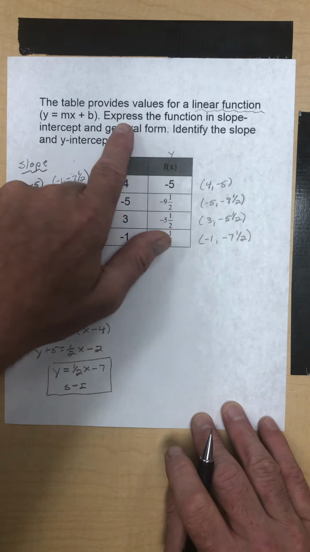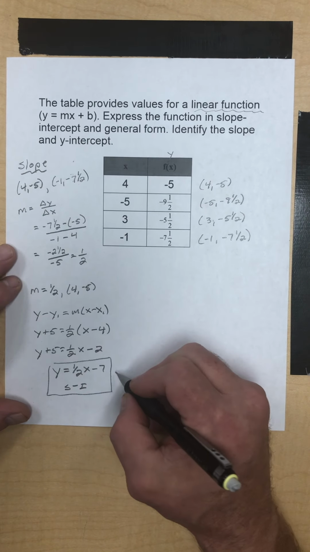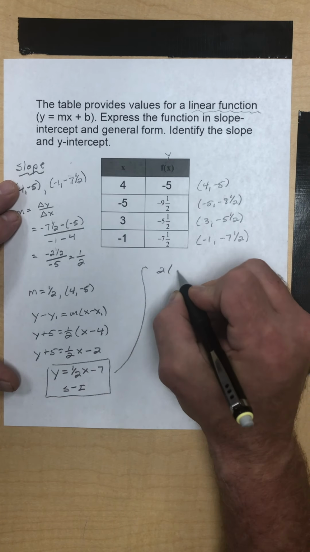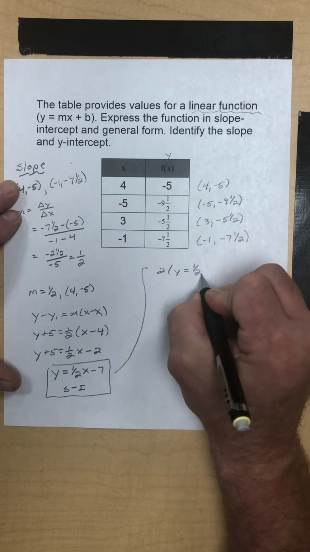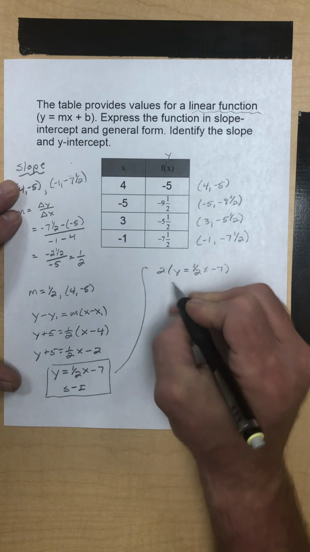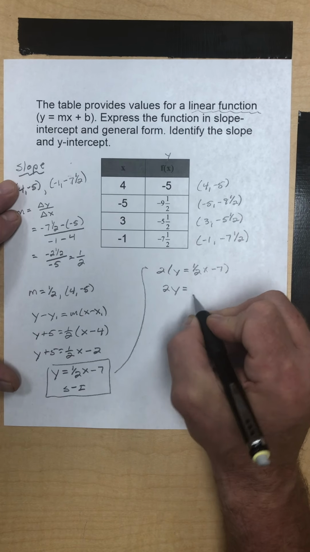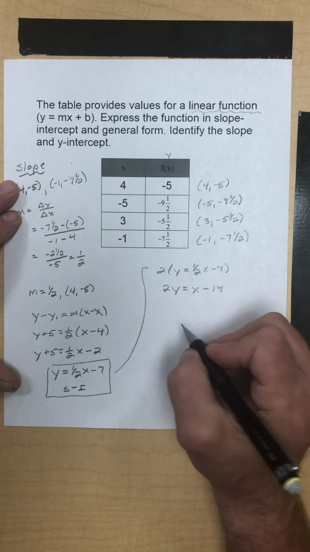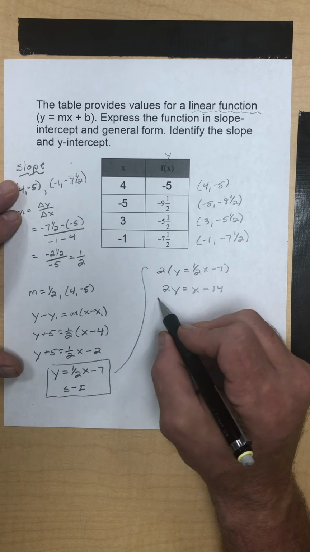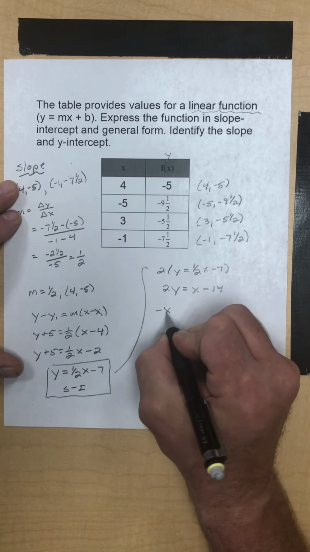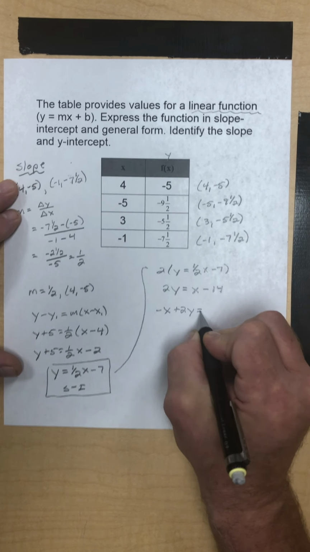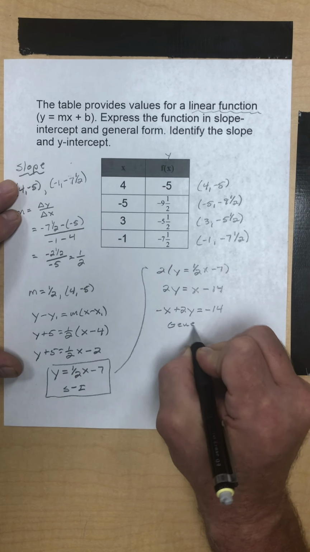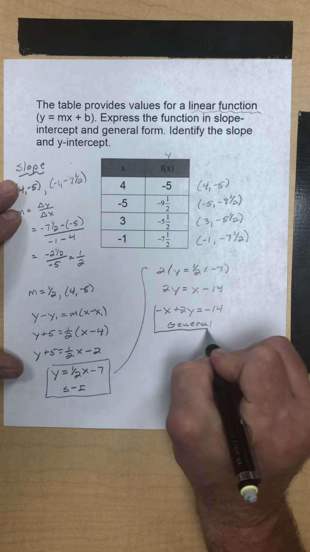Okay, so I got that. Now I've got to go to general form. I've got to multiply everything by 2 to get rid of the fractions. So I get 2y equals 1x, or just x, minus 14. And move the 2y over. Or you know what, let's bring the x over this way. So I get -x plus 2y equals -14. And there's my general or standard form right there.